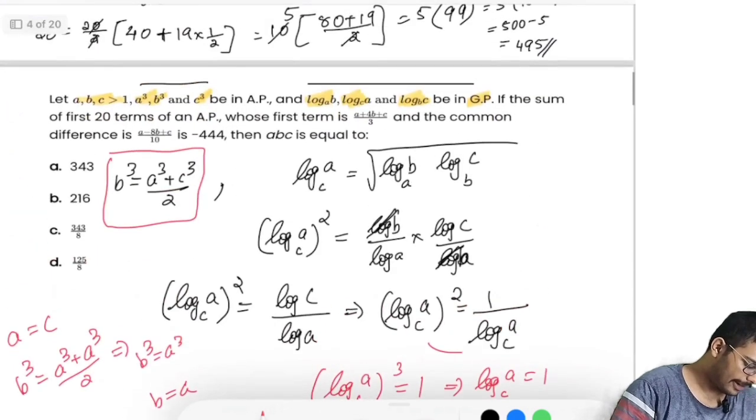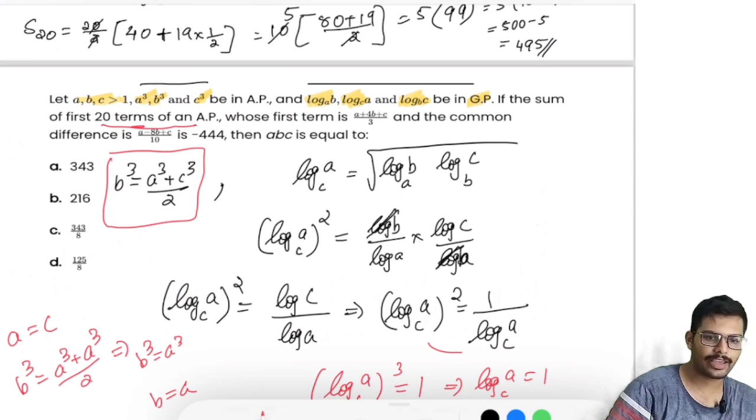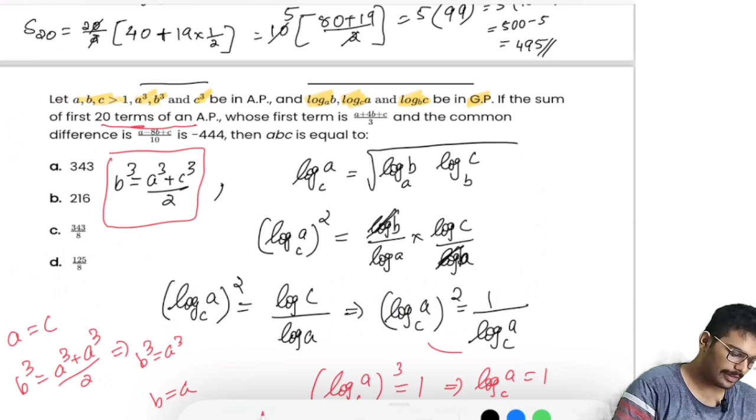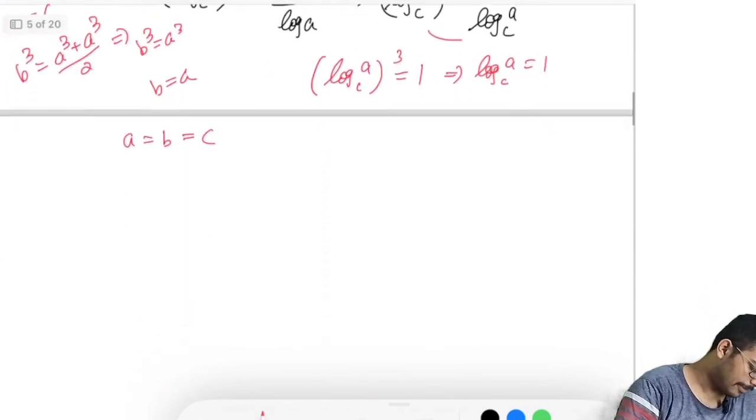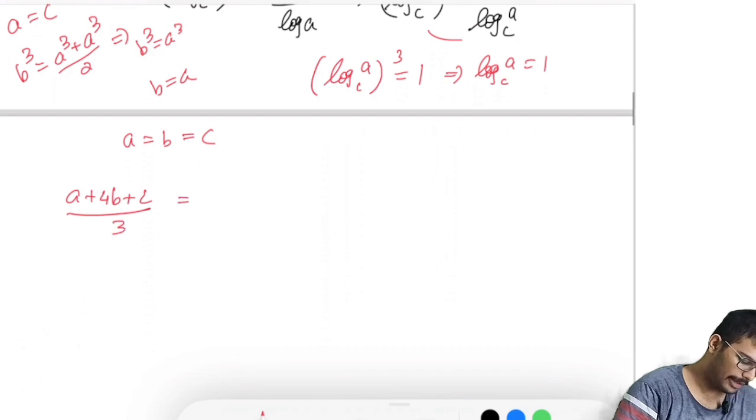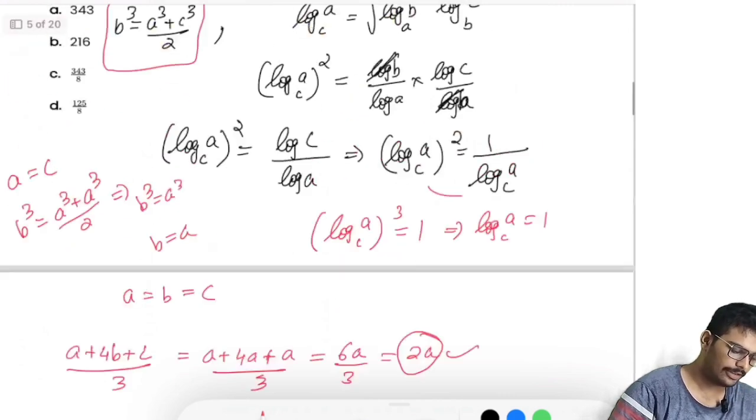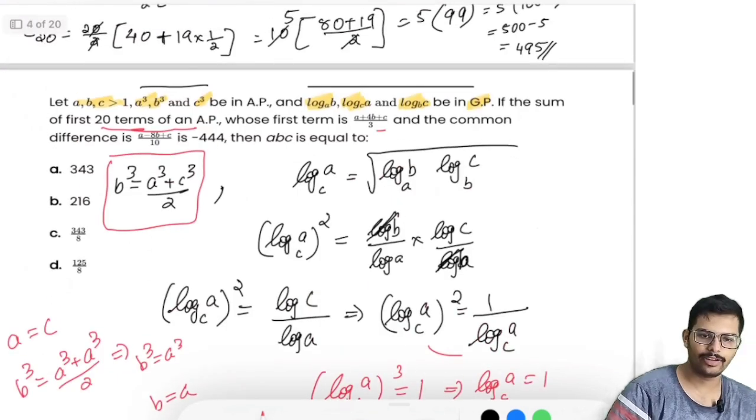Now, we need to find, it is given that the sum of 20 terms of an AP whose first term is a plus 4b plus c divided by 3. If a equals b equals c, we can write a plus 4a plus a divided by 3, which is equal to 6a divided by 3, which is equal to 2a. 2a is the first term of the new AP.